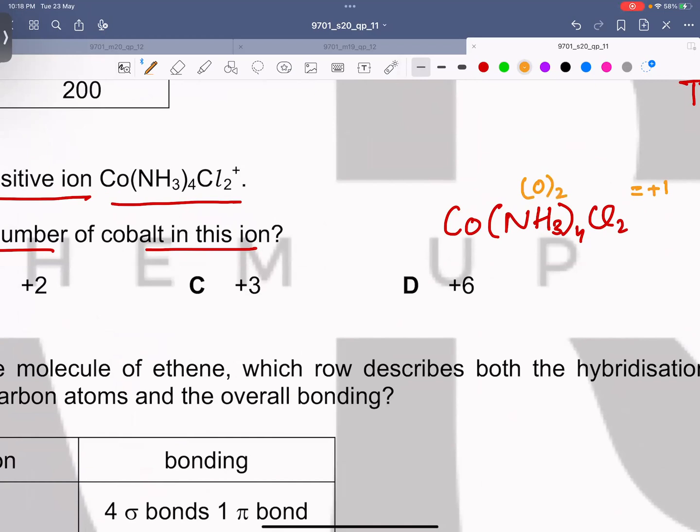Chlorine is from group 7, so its charge is -1. Here we have 0, and the net charge is +1, which means our C option is correct.